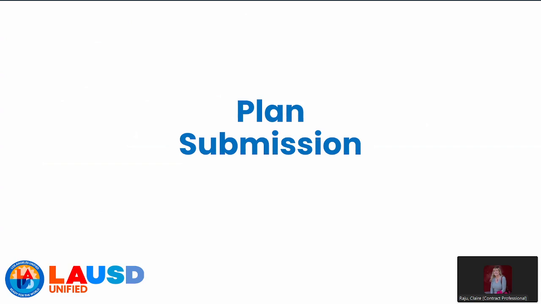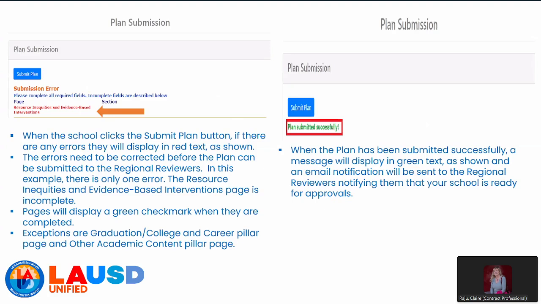And now I'll cover plan submission. When the school clicks the Submit Plan button, if there are any errors, they're going to display in red text. The errors need to be corrected before the plan can be submitted to the regional reviewers. And in this example, there is only one error. The Resource Inequities and Evidence-Based Interventions page is incomplete. Pages will display a green check mark when they are completed. The exceptions are the Graduation, College, and Career Pillar page and the other academic content pillar page. When the plan's been submitted successfully, a message will display in green text, and an email notification is sent to your regional reviewers to notify them that your school is ready for approvals.